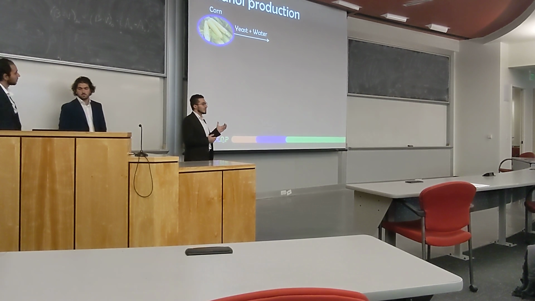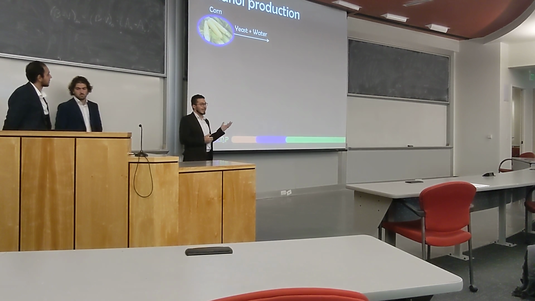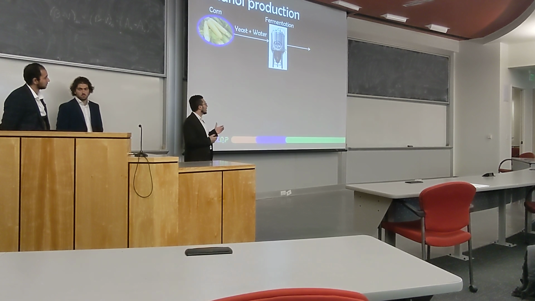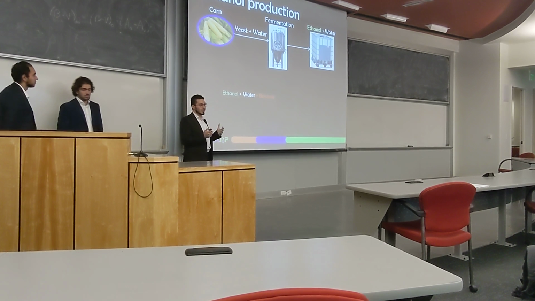So the first step, we start with corn, and adding some yeast or water into the corn can turn it into ethanol and water in a fermentation step. And then in the industry, they can separate ethanol from water because of the Azeotrop formation I discussed before.